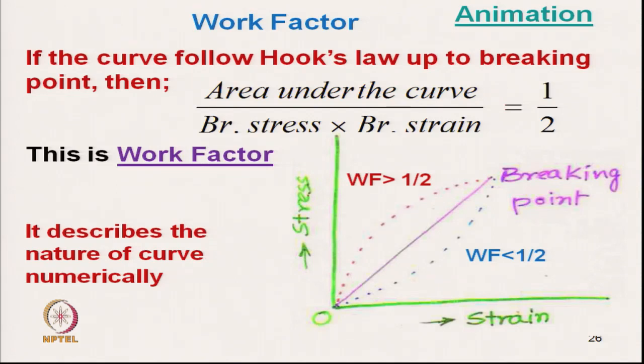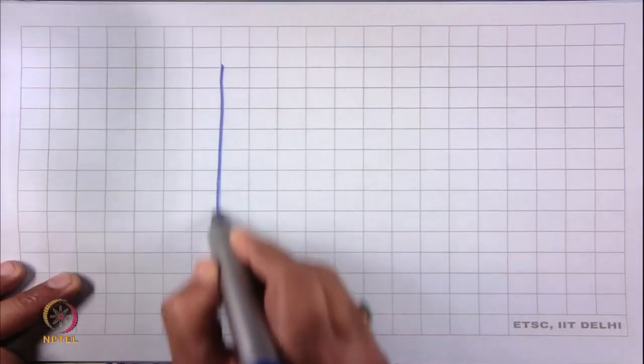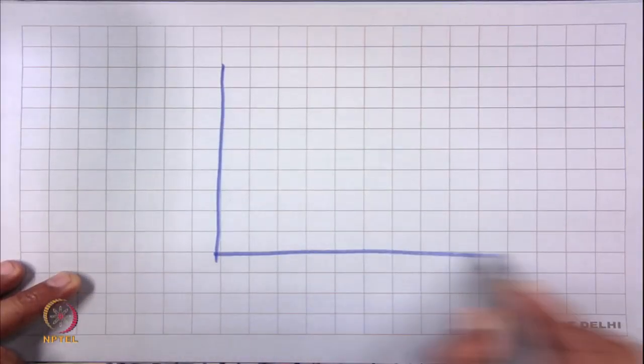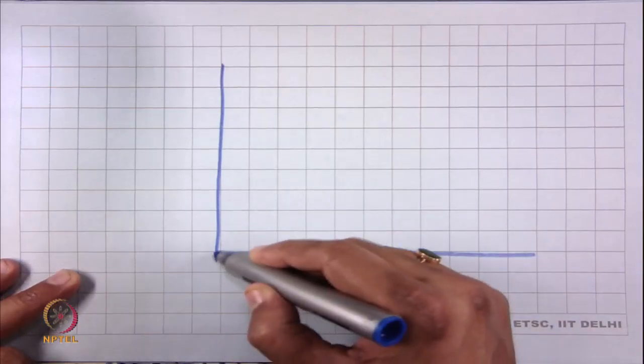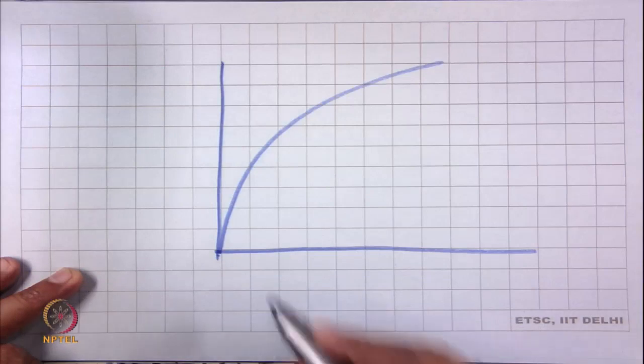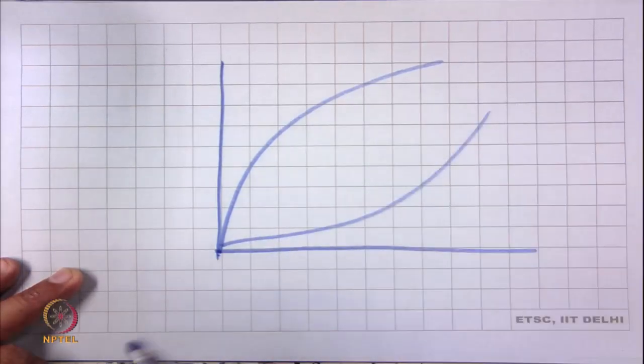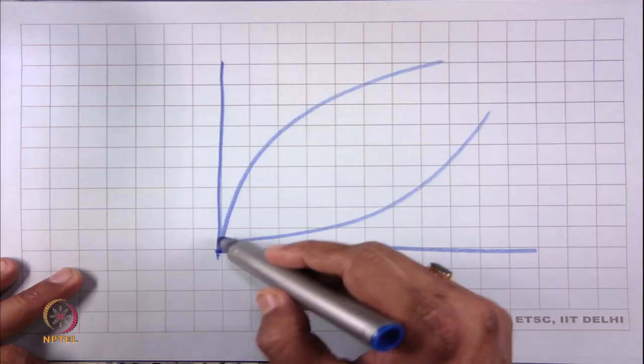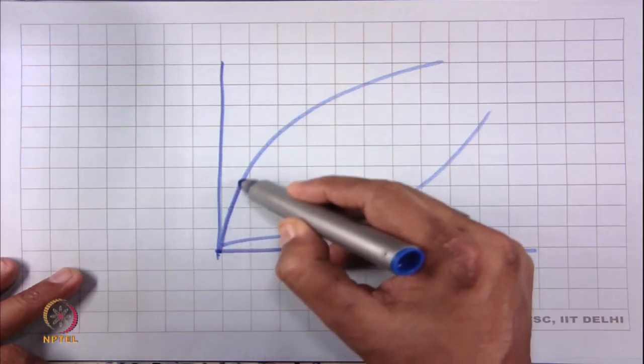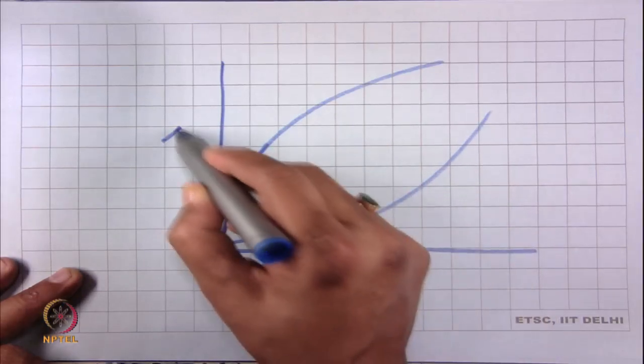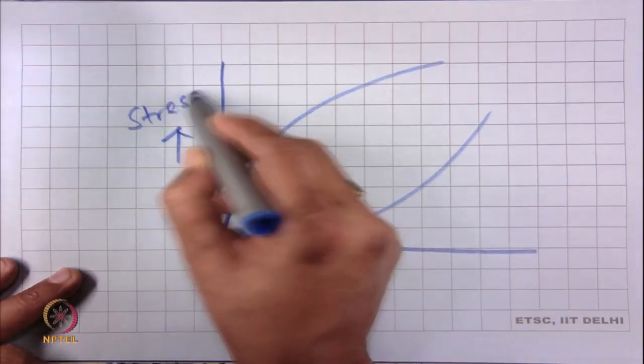Next is the work factor. Now, the concept of work factor is just to understand the nature of the curve. For any textile material, the curve can be like this or can be like this. Okay. So, for a very stiff material, the curve will initially have higher stress, this is the stress, strain.